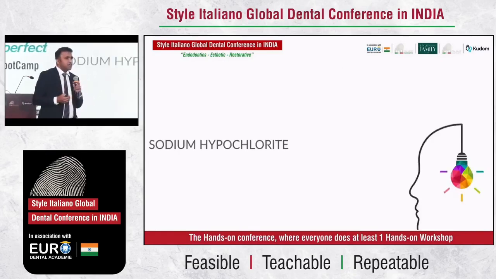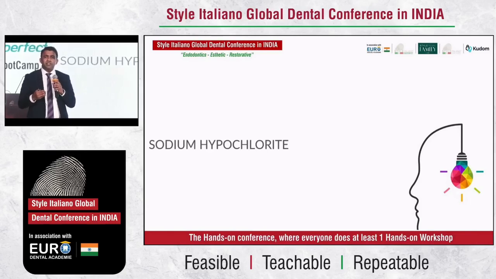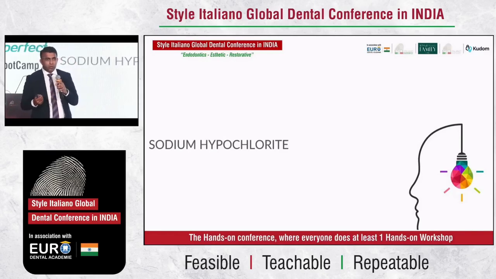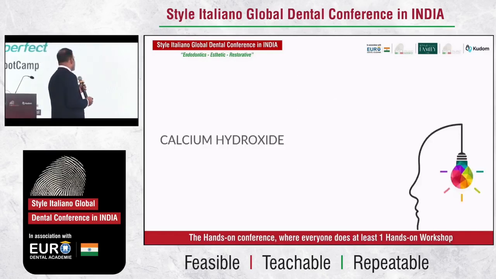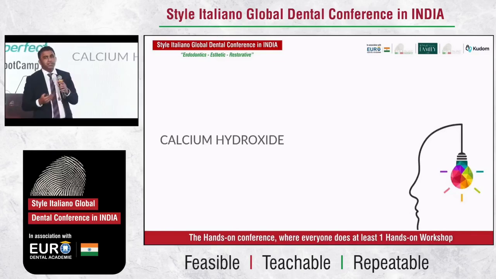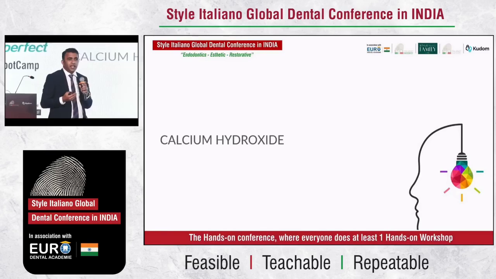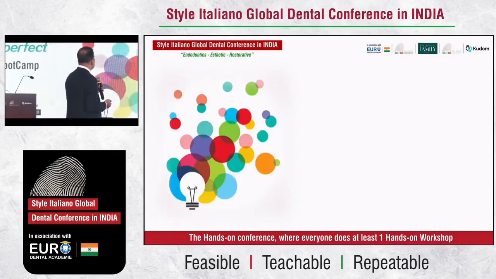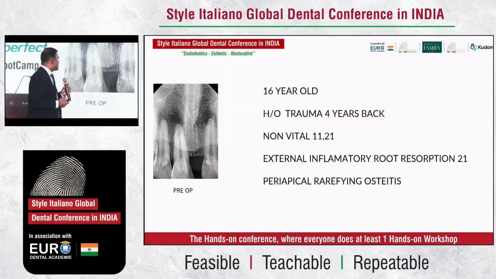Regarding irrigation, mostly I try to use 5% sodium hypochlorite, except in cases when there is a lateral defect and there is a communication of the resorption with the bone. And calcium hydroxide, especially in resorption cases, because they counteract the action of osteoclast, it stimulates the production of alkaline phosphatase, and it also helps to disinfect the tissue that you cannot remove in a resorption case. So coming to the cases, we'll start with the resorption case.